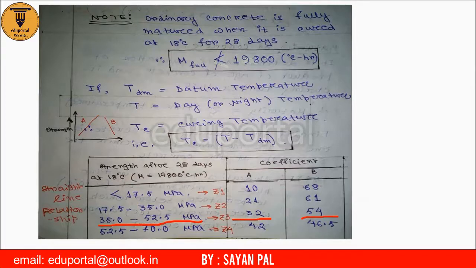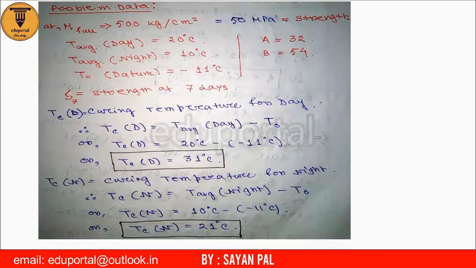So suppose if A and B, that is Plowman coefficients, are not given in the question but the strength is given, if you remember this table, you can easily use the values of A and B to solve the problem. Now A is given 32, B is given 54. Average day temperature is 20 degrees Celsius, average night temperature is 10 degrees Celsius, and the datum temperature is minus 11 degrees Celsius. We need to determine the strength at day 7.